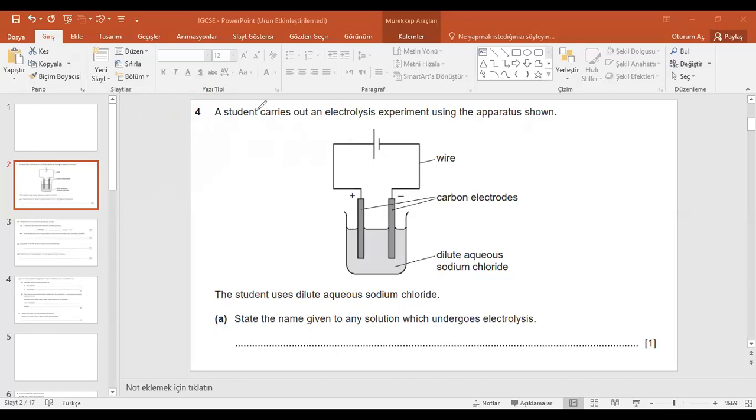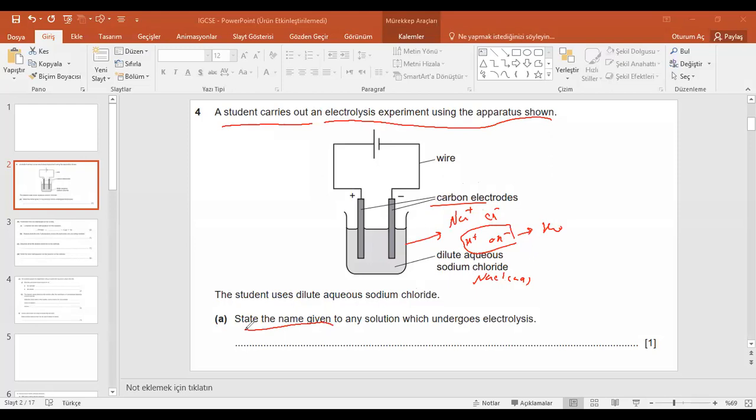A student carries out an electrolysis experiment using the apparatus shown. We have carbon electrodes, and here we have dilute sodium chloride, NaCl aqueous. So the ions found here are Na+ and Cl-, and we have H+ and OH- as well. This is from water.